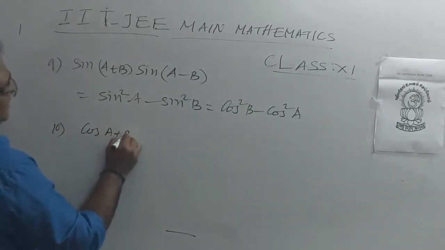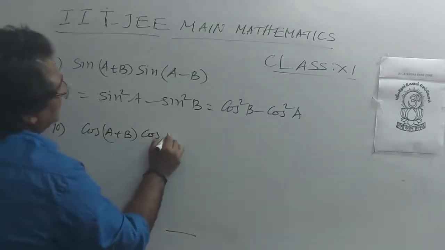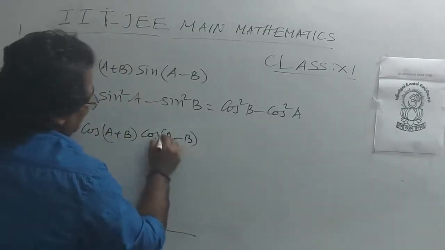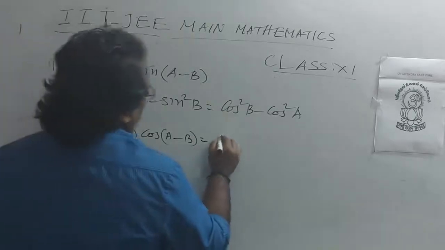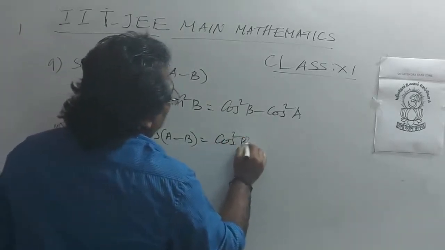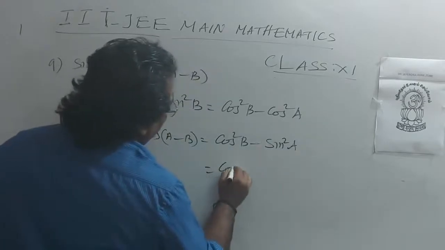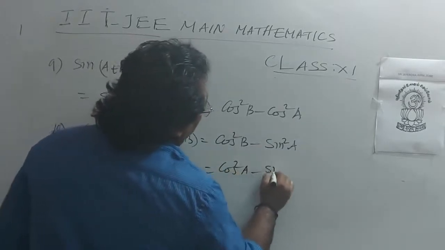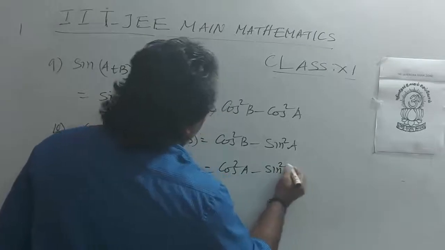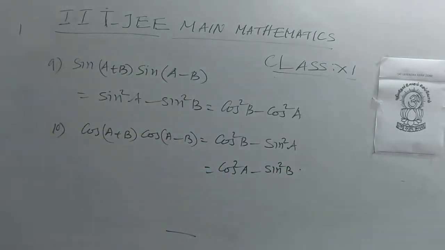Cos A plus B into cos A minus B equal to cos squared B minus sin squared A, or cos squared A minus sin squared B.